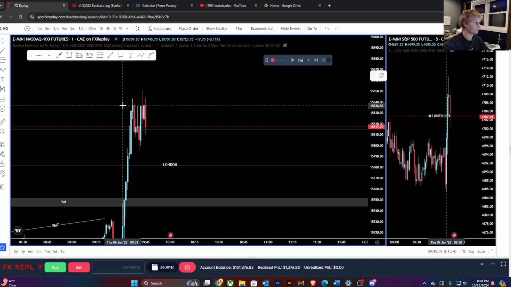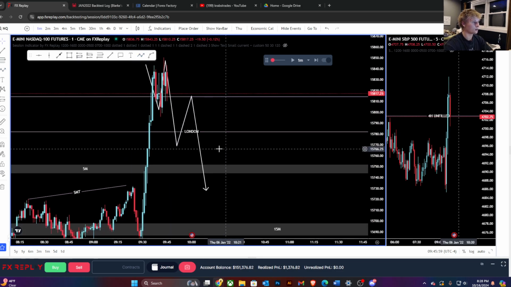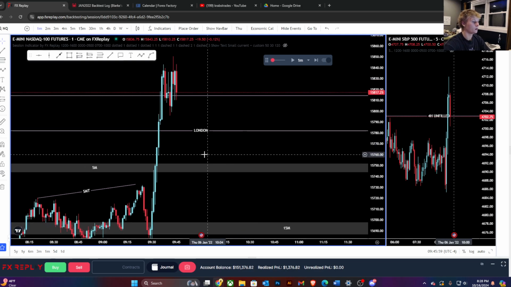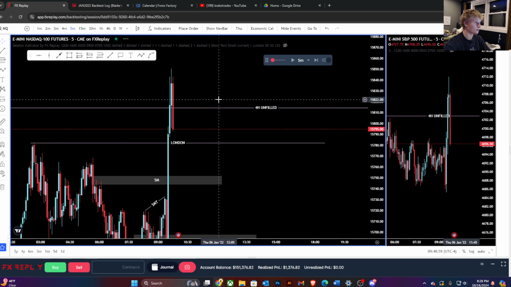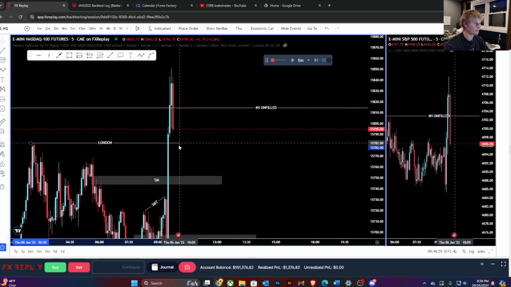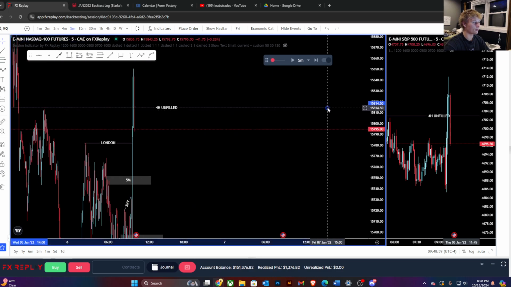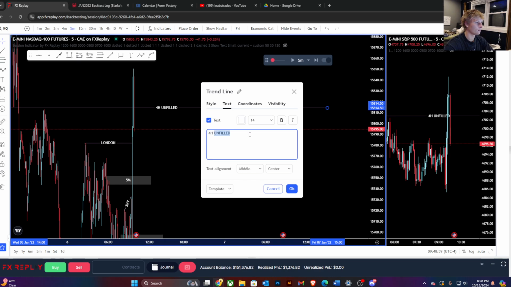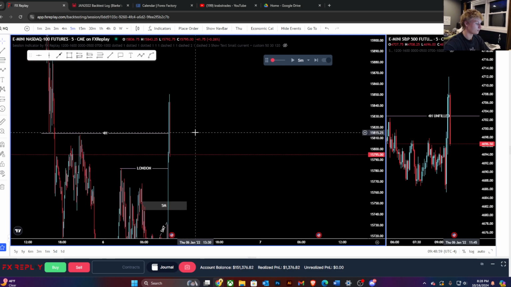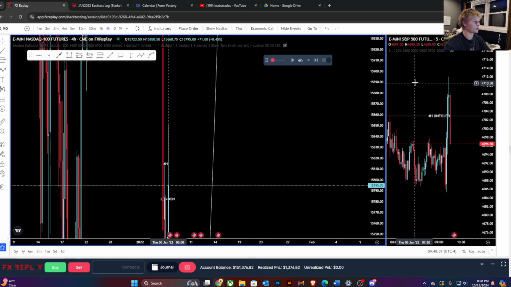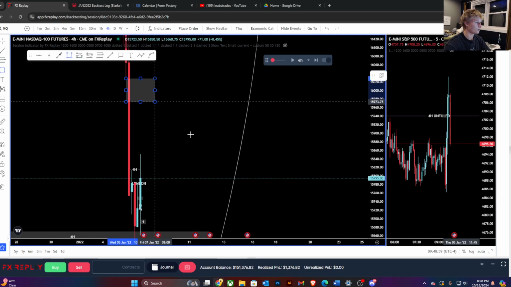Let's see. Could make a breaker here. Continue us down with the breaker. But I'm gonna wait for this 10 a.m. news. Unfilled 5 minute here. But super bearish right now, especially since we tapped into this 4-hour. Let me just draw this out so that it looks better. The box.